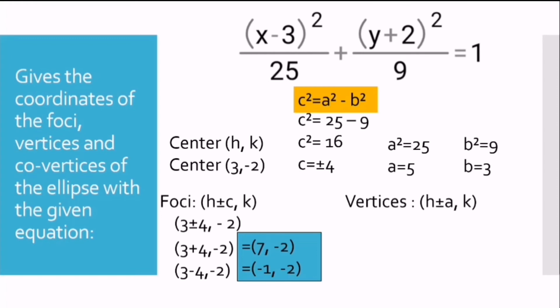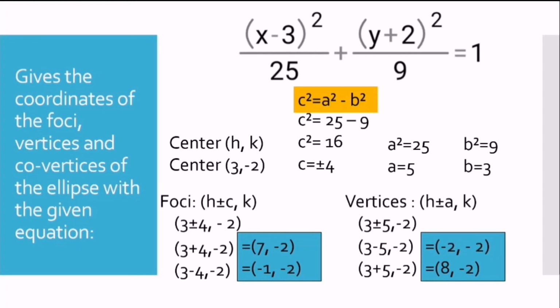Next, let's find the vertices. Ang coordinates niya ay h plus or minus a and k. So, ang ating h ay 3 at ang ating a ay 5. So, ang ating k naman ay negative 2. Let's separate it. So, 3 minus 5, negative 2, and 3 plus 5, negative 2. So, our vertices are vertex 1, negative 2, negative 2, and vertex 2, 8, negative 2.